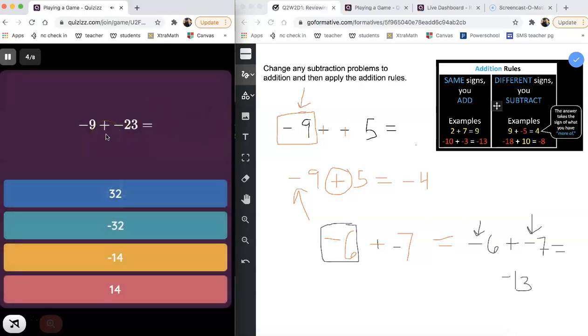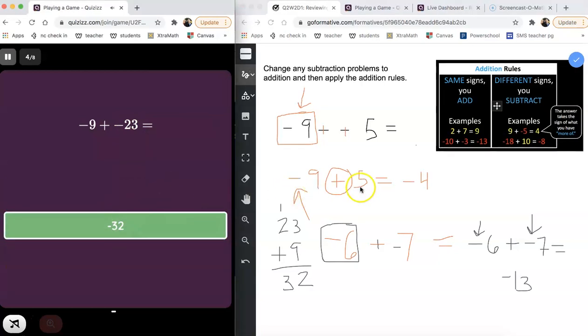All right, look at this one, it's already addition, so all we have to do is apply our addition rules. Signs are the same in this case, they're both negative numbers, so we're going to add. So 23 plus 9, well 9 plus 3 is 12, so I carry the 1. 2 plus 1 is 3, so 32. So -9 plus a -23 is a -32.